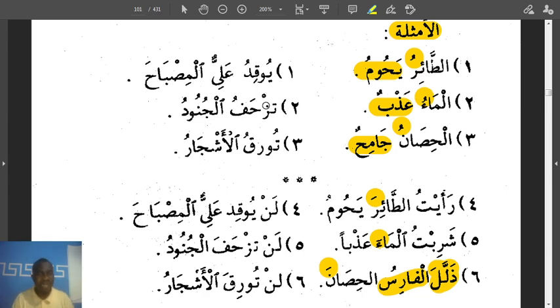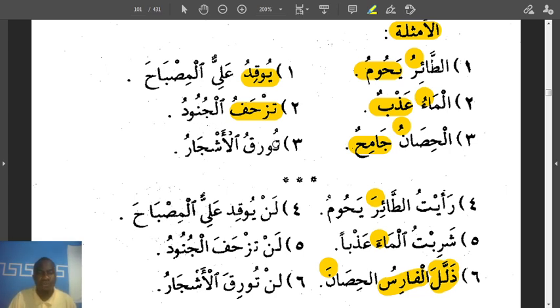Now on this other batch, on my left here, he says, yuqidu aliyun al-misbah. Yuqidu is from the verb awqada, and we use it for fire, light. Awqada nar. He has set the fire lit. Yuqidu aliyun al-misbah. Ali is lighting the lamp. Tazhafu. So the verb is yuqidu from awqada. And then tazhafu al-junudu. Al-junud, that is the army, soldiers. The soldiers are marching.